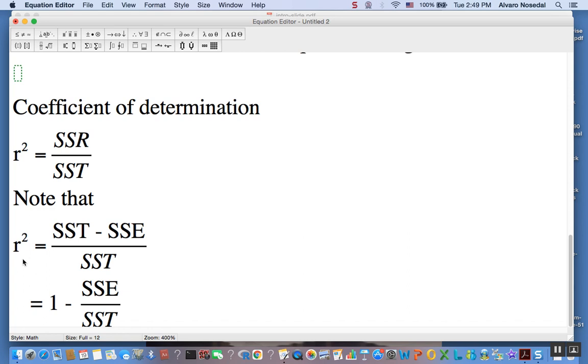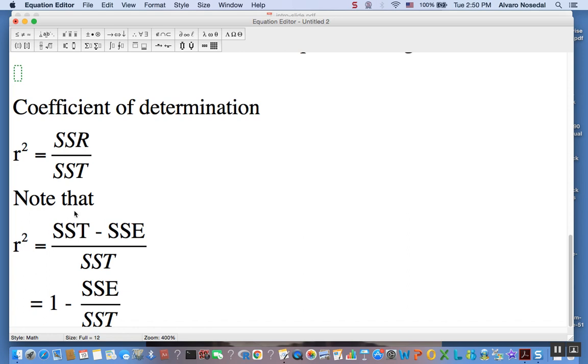Now, I want you to remember something else. Remember when we talked about rho square? When we talked about rho square, what we ended up showing is that rho square is equal to 1 minus sigma square divided by sigma square sub y. So this guy, R square, is going to be our estimator for rho square. Make sense? Okay.